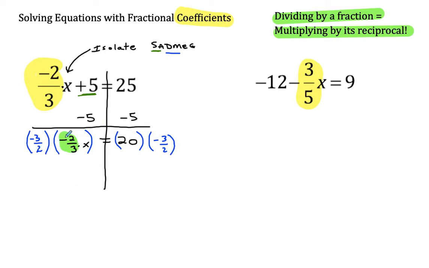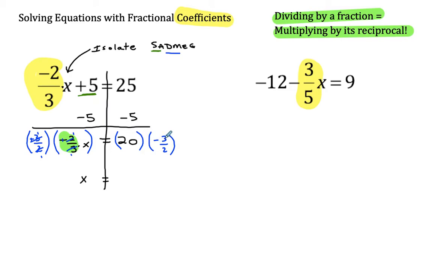So take a look what happens here. If I cancel, the 3's cancel down to 1. The 2's cancel down to 1. A negative times a negative is a positive. So all of that is just 1, or 1x. In other words, just x left here on the left-hand side.